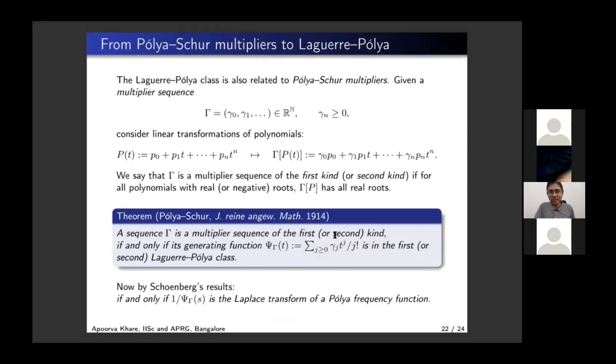A sequence is a multiplier sequence of the first or second kind if and only if gamma's generating function is in the first or second Laguerre-Polya class. So it's a beautiful theorem, and it's actually not too bad to prove. I actually worked out the sketch of this theorem.